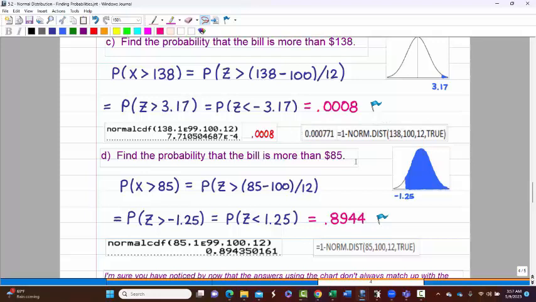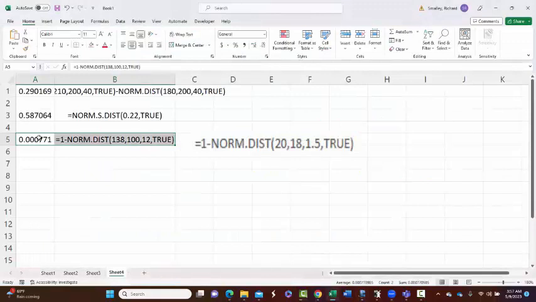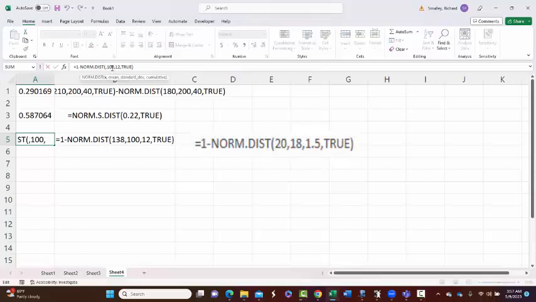There we go. Now here's one more than 85, so basically the same kind of problem. You see the normal CDF just changes the first number from 138 to 85. And the norm.dist just changes the first number too. I'll type that one in again, because it's real easy to do here since it's already set up with the mean and standard deviation. All I have to do is change this 138 to 85. Super quick and easy.